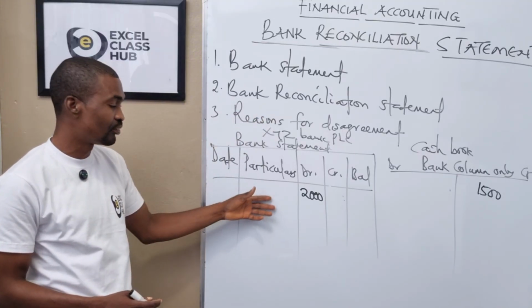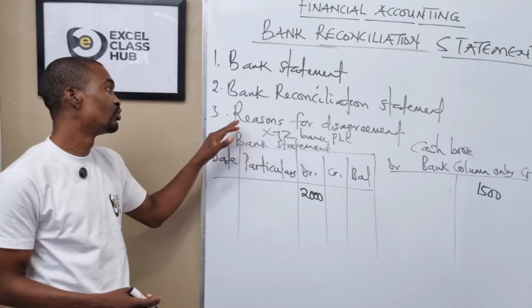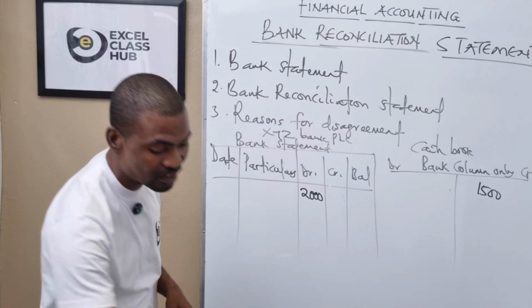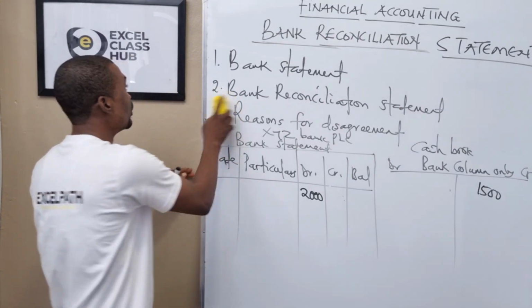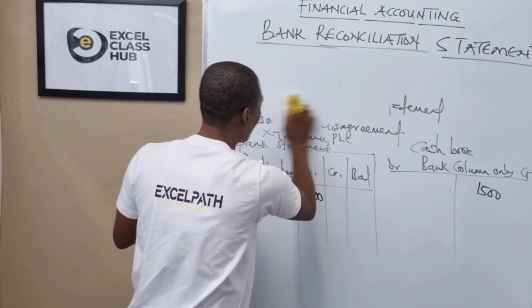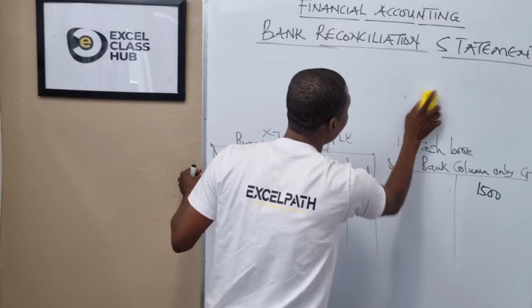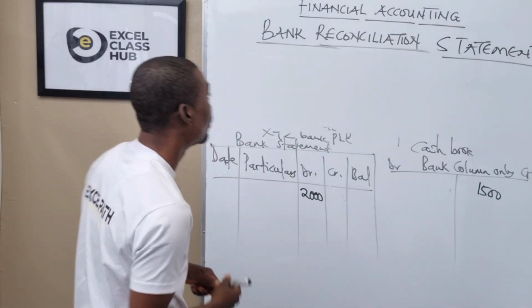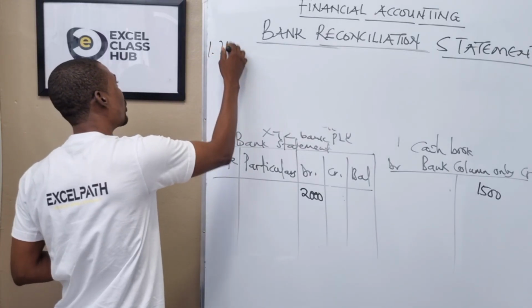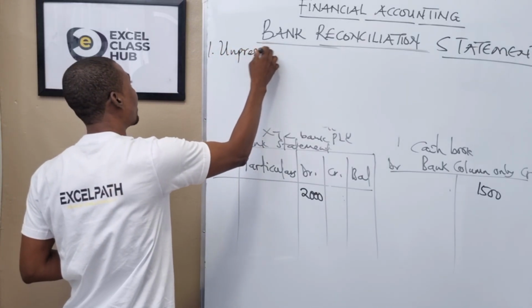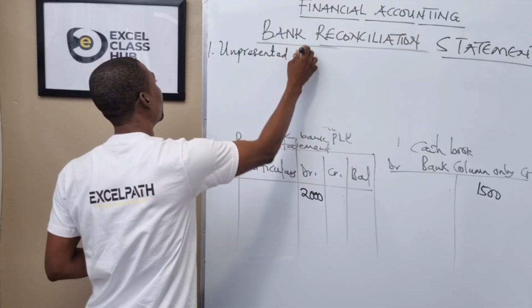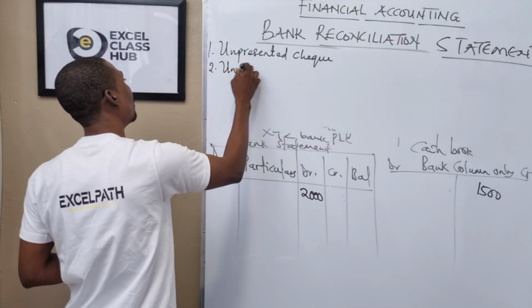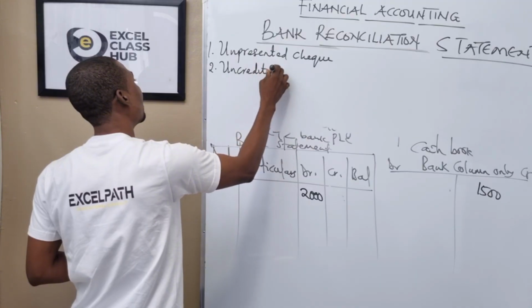So before we look at the principles applied to it, what are the reasons for disagreement? You have a number of reasons why the bank statement you receive from your bank will not balance with the cash book that you prepare. I'm going to list the reasons for disagreement, then I will explain them one after the other. Number one, you have what you call unpresented check. Number two, you have uncredited check.